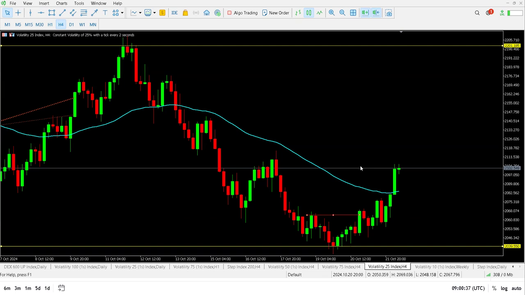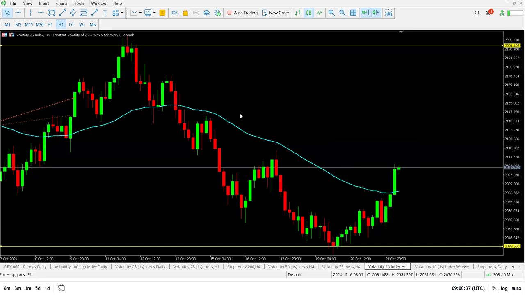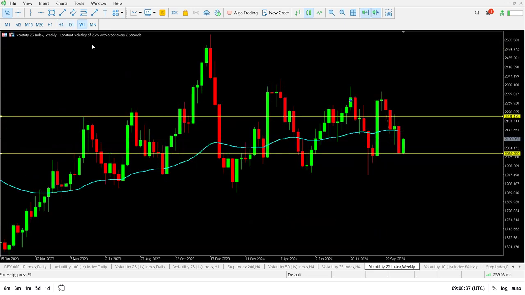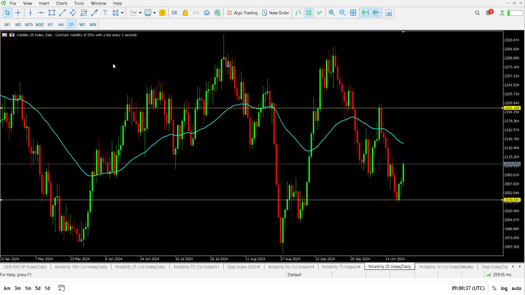I'd very much favor the selling bias over the buying bias, only because we have one time frame, not my dominant time frame, to the upside, as opposed to having 2 time frames, the weekly and the daily time frame, to the downside. So I'm favoring the sales on volatility 25 index. As such, I would be looking for potential selling opportunities, and this is how I would go about identifying my area of interest for sales.